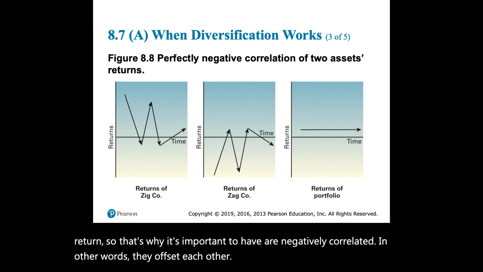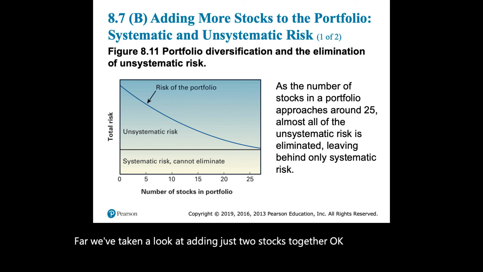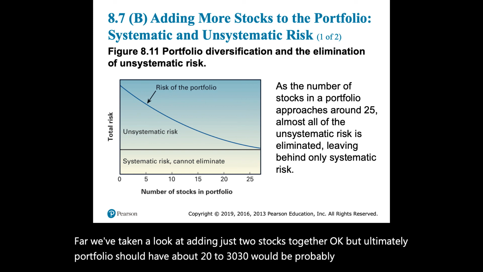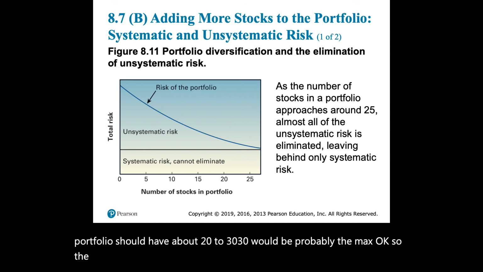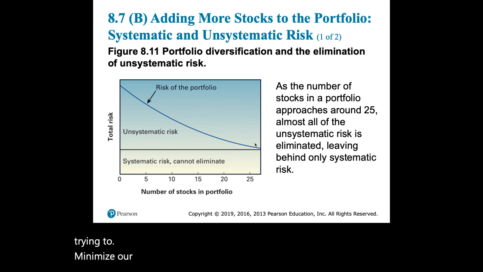Now, so far, we've taken a look at adding just 2 stocks together. But ultimately, a portfolio should have about 20 to 30. 30 would probably be the max. So the more stocks that you have within that range, the more likely you're going to minimize your risk. And we're always ultimately trying to minimize our unsystematic risk. So this is what happens with the risk of the portfolio. The more stocks that we invest in, the lower our unsystematic risk goes. Systematic risk can't be eliminated, and we'll talk about that in just one moment.